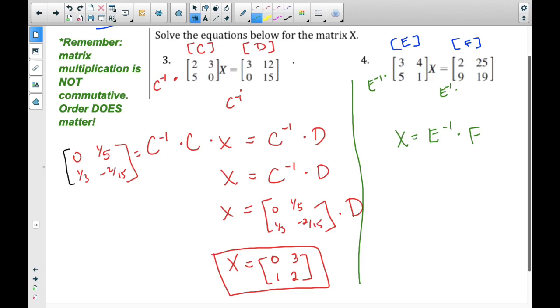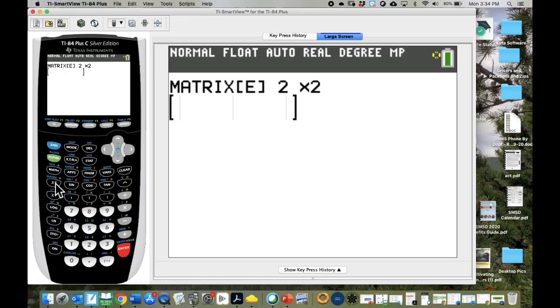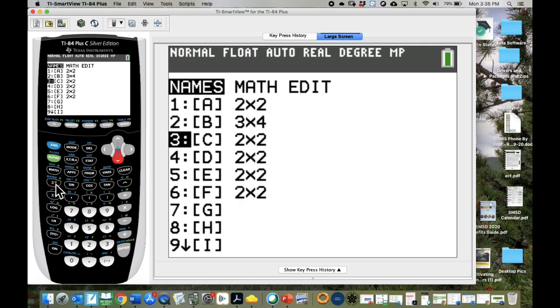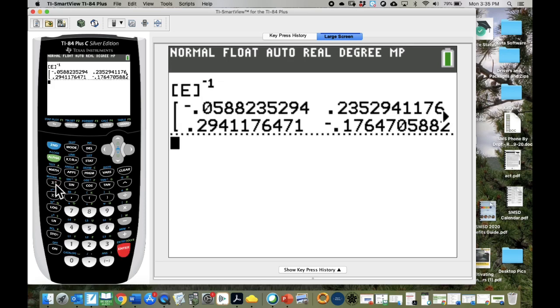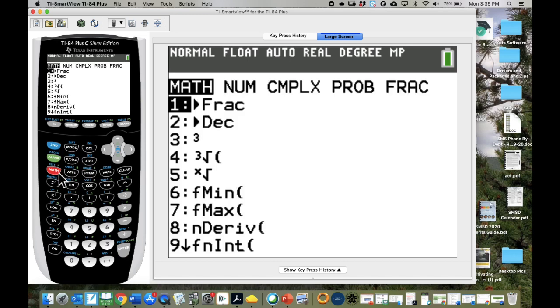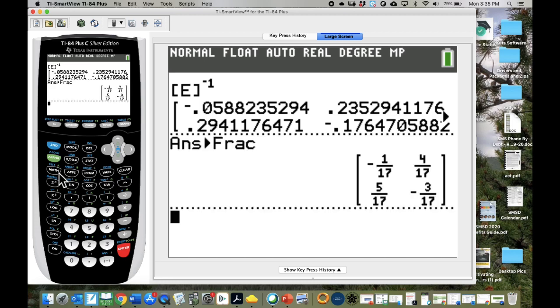So I need to go to my calculator and find the inverse of E. I'm going to create matrix E being 3, 4, 5, 1. I'm going to quit out of here, and take matrix E, so second matrix, names, E, enter. I'm going to take the inverse of that, enter. And again, I just like to write it down. So I'm going to change this into a fraction, going to Math, Fraction, and write it down.